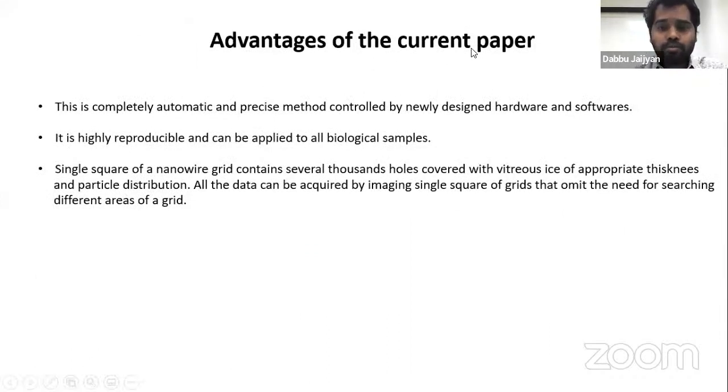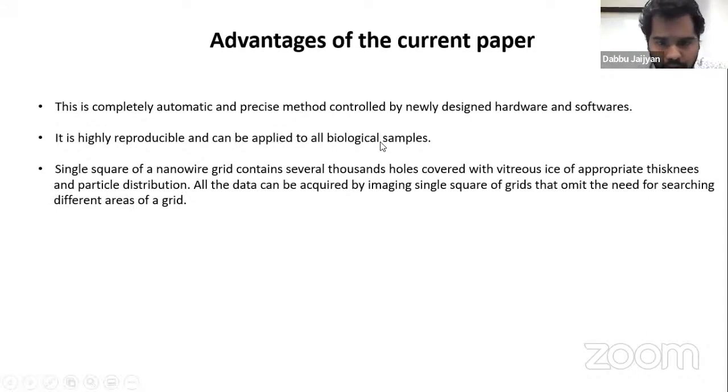So the advantage of the current paper is that this is a completely automatic and precise method which is controlled by newly designed hardware and software. Minimum human interference was involved in this method. Therefore, because it is controlled through a robotic system, it has very high reproducibility.